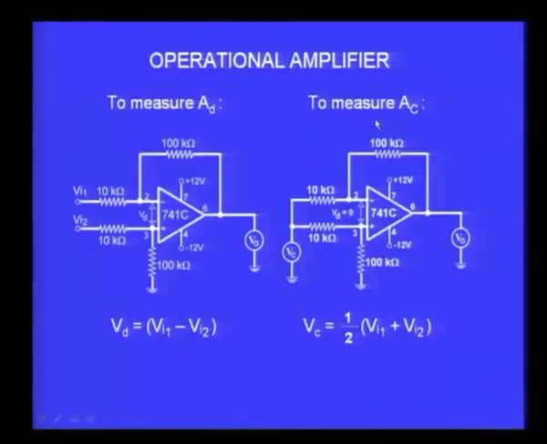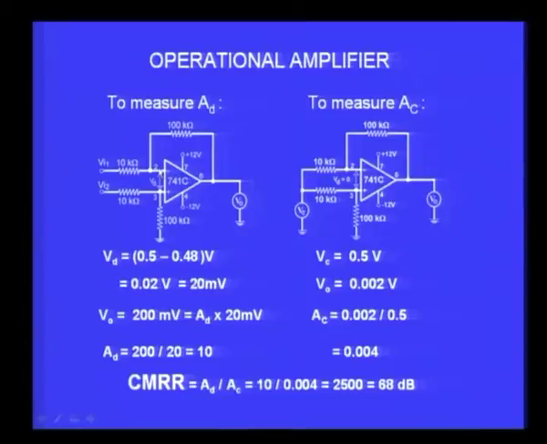Then if you want to measure the common mode gain, you connect the two input terminals together and connect a voltage source. This is the common mode configuration we already discussed. Now measure the output for the same amplifier and divide it by the common mode input signal, and that will give me AC, the common mode gain. So this is a simple practical way of measuring AD and AC. Once you measure AD and AC, you can divide one by the other and obtain the common mode rejection ratio.